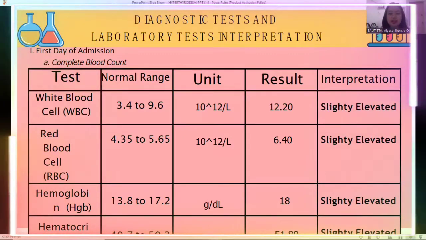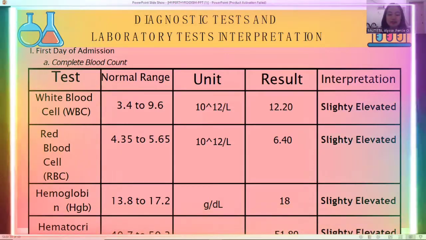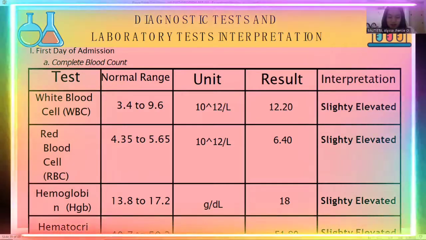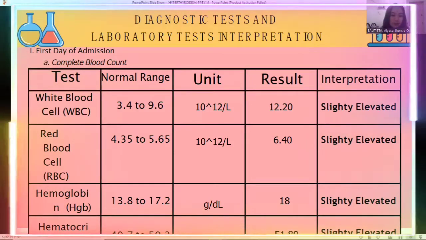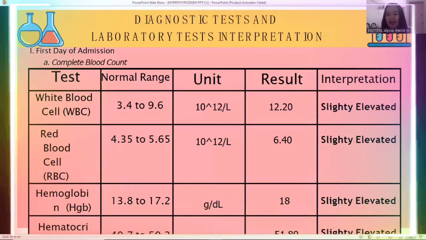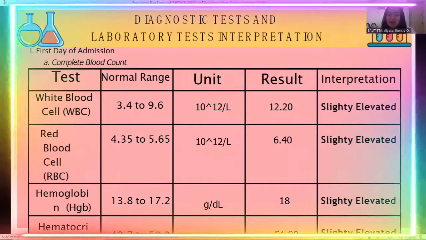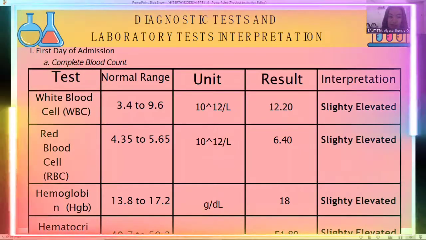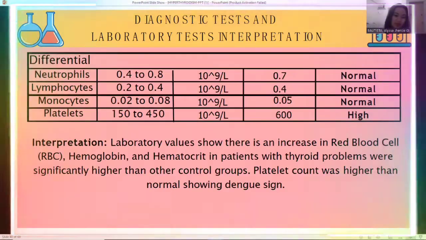So for the diagnostic and laboratory test interpretation, the doctor ordered CBC or complete blood count, clinical chemistry, urinalysis, chest x-ray, and thyroid scan. For the first day of admission, for the complete blood count, white blood cell or WBC is slightly elevated. The result is 12.20. Red blood cell 6.40 slightly elevated. Hemoglobin 18 slightly elevated. Hematocrit 51.80 slightly elevated.